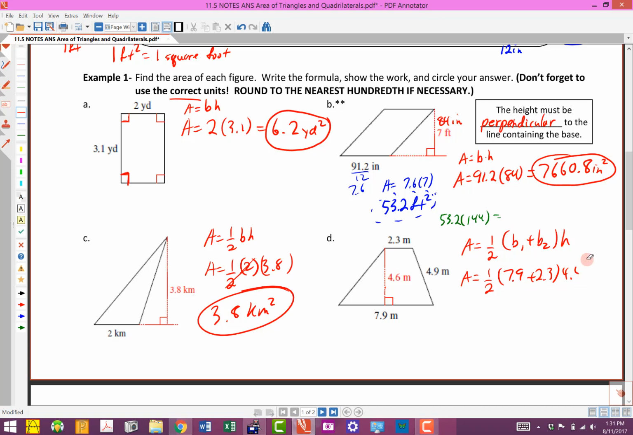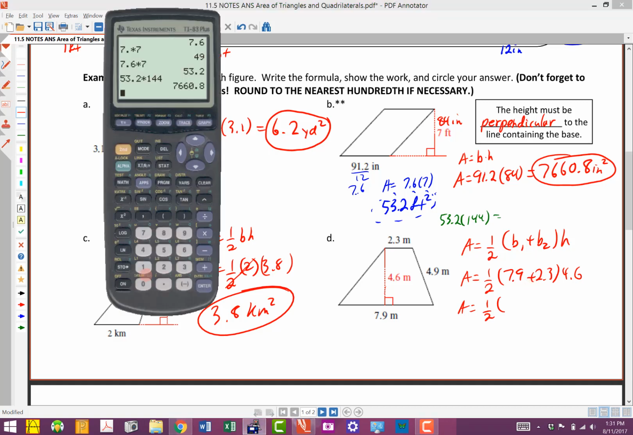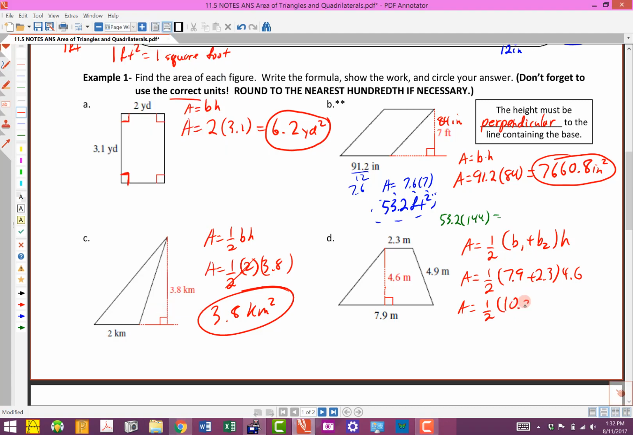Now we may get some ugliness as far as answers go, but let's hope we're okay. So the answer here is going to be 1/2. Let's go ahead and add the two of those together. If you add those together, I believe you get 10.1. Let's just double check and make sure. So we get 7.9 plus 2.3, 10.2, and then we're going to multiply that by 4.6.